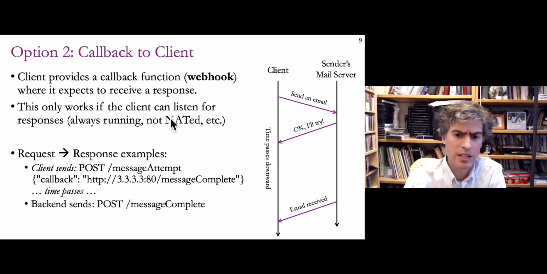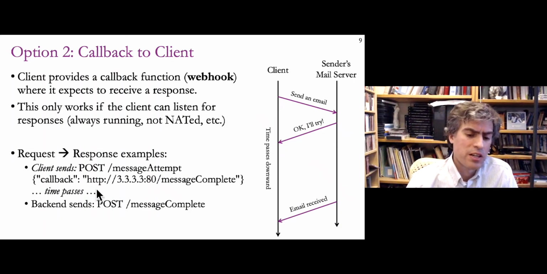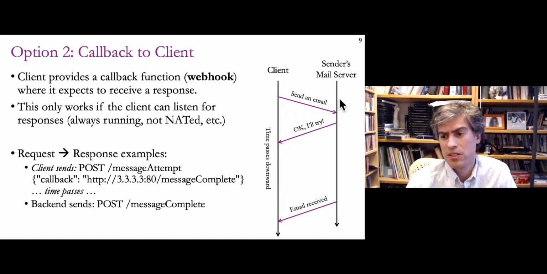So what the client does is it essentially specifies the REST API endpoint that should be called by the server when it's done. And this works if the client is actually a server. So if this is server-to-server communication where the client is actually always running and it's not NATted, it has either a public IP address or an IP address that's reachable from the server in any case, it can provide a webhook.